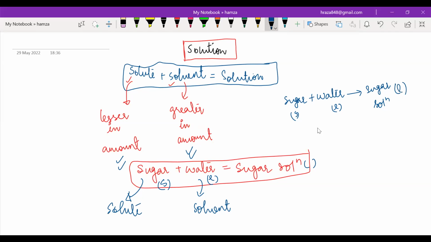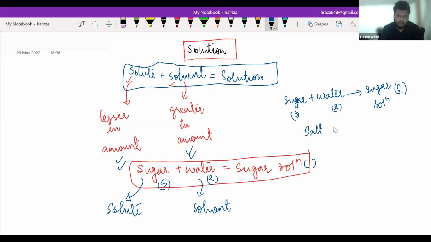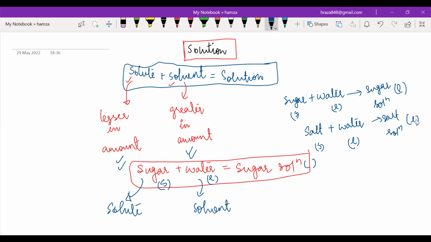Yes. If you have some salt and you are going to put this salt in water, it will give salt solution. And now the point is that this is solid, this is liquid, then salt solution is also liquid. Is that clear? Yes, sir.